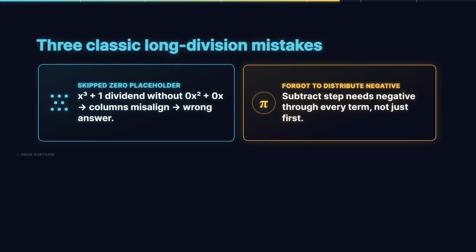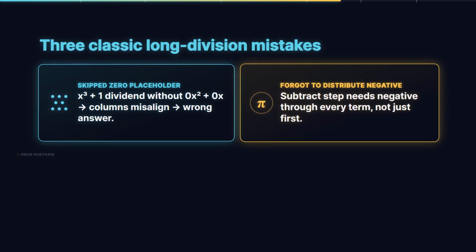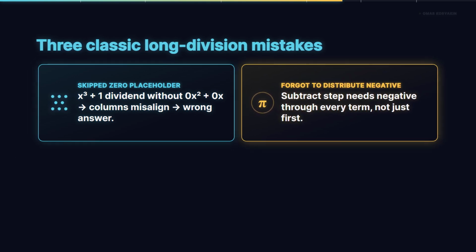The fix is to always rewrite the subtraction explicitly as adding the negation of the product, then perform the addition term by term with the negation already absorbed into each coefficient.